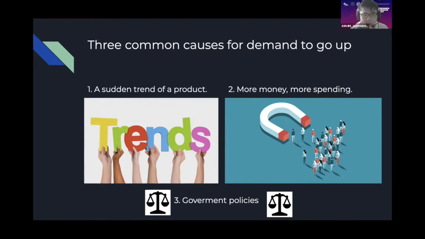Then there's the more money and more spending one, where people mostly get more money through wages in other sectors, not in ours. Not our employees' wages, our consumers' wages to be exact. And there are government policies, which can affect interest rates, anything to do with money, I guess, that increase their disposable income. Next slide, please.